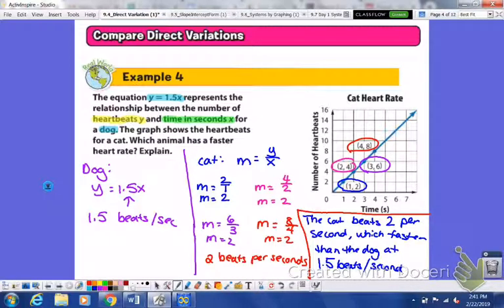So we have our answer, the cat is faster, and our explanation, the cat is 2 beats per second, which is faster than the dog at 1.5 beats per second. Not an overly involved explanation, just something showing where you came up with that answer. Right, that is the end of lesson 4.